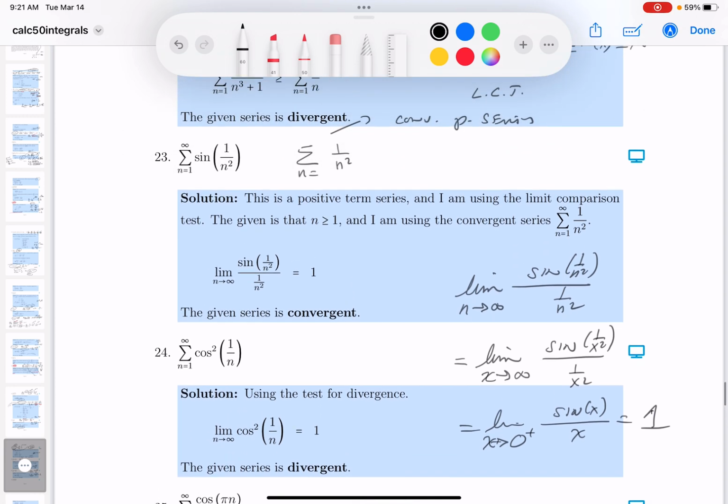So what have I shown here? I'm using the limit comparison test. I found the limit here is going to be 1. So what do I know about this over here? It's a convergent series by the limit comparison test.